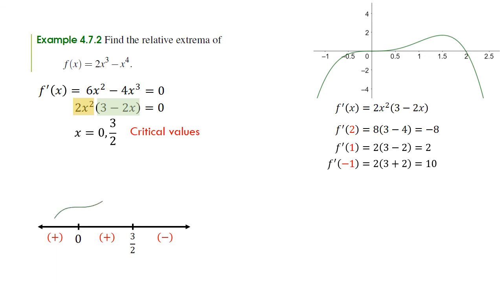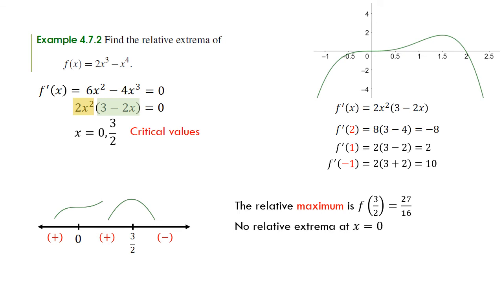At x equals 3/2, the slope on the left is positive, and the slope on the right is negative. So the function is increasing on the left and decreasing on the right. So at x equals 3/2, the function has the relative maximum, and it equals f of 3/2, which equals 27/16. And at x equals 0, the function is increasing on the left of 0 and increasing again on the right. So there is no relative extrema here.